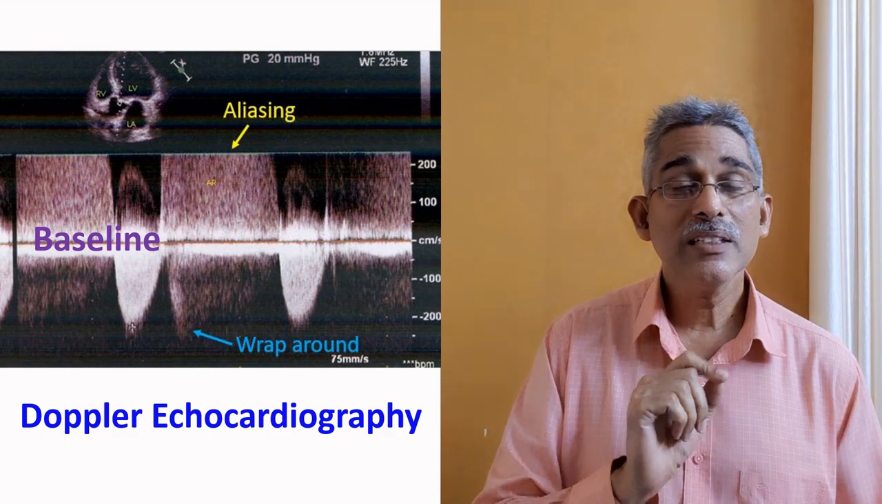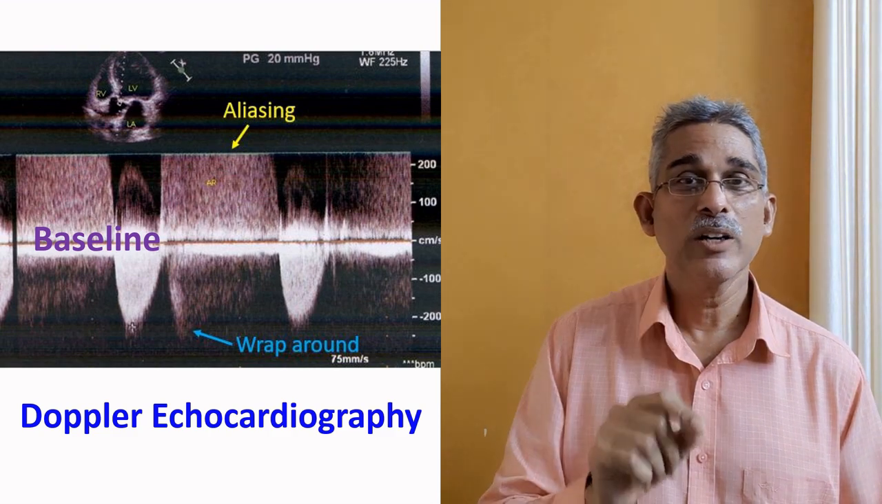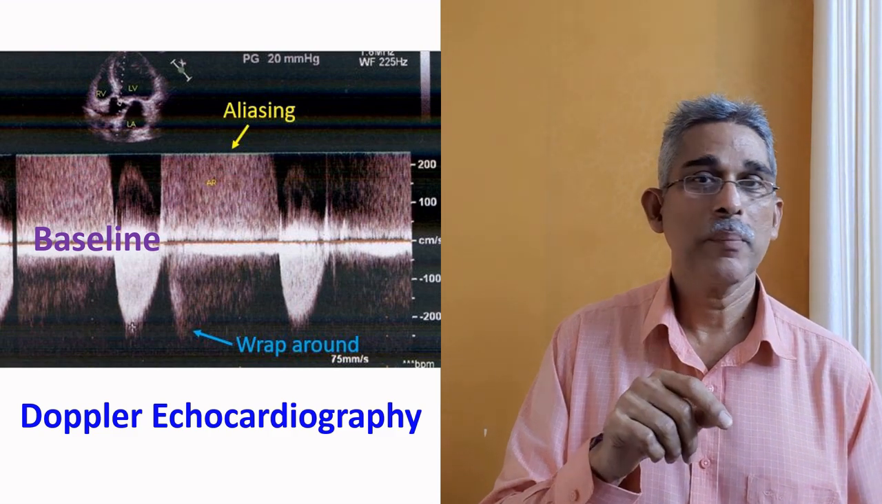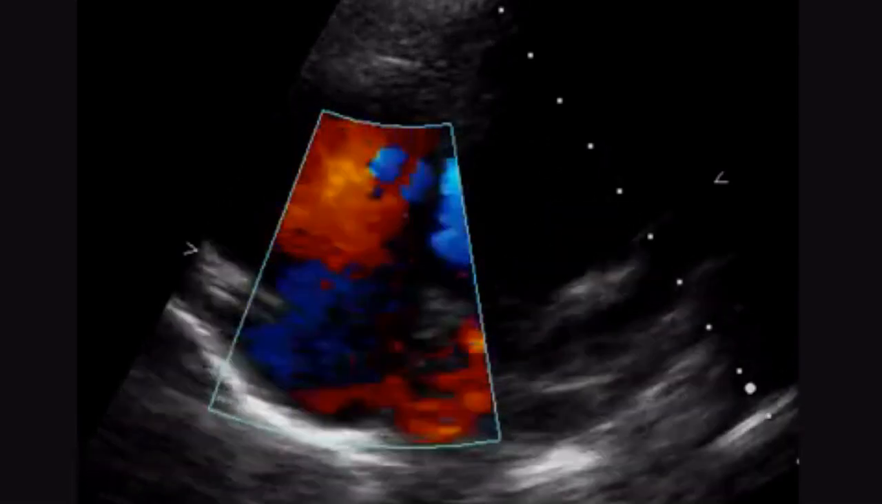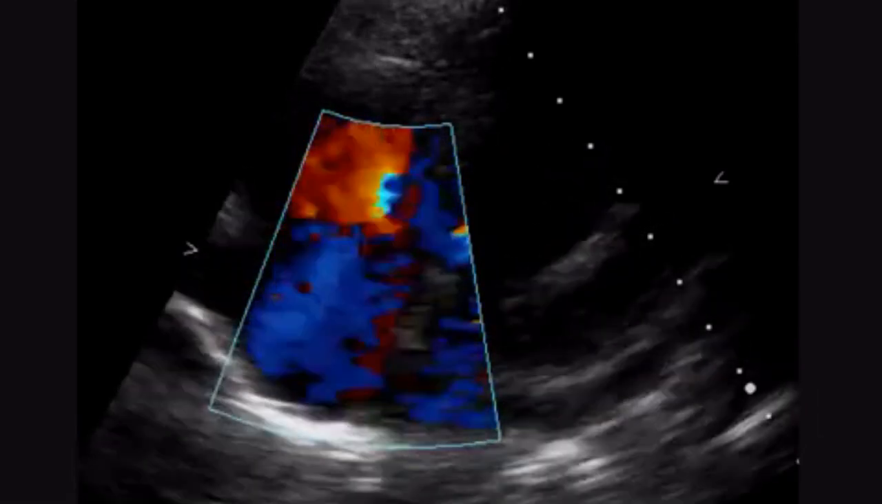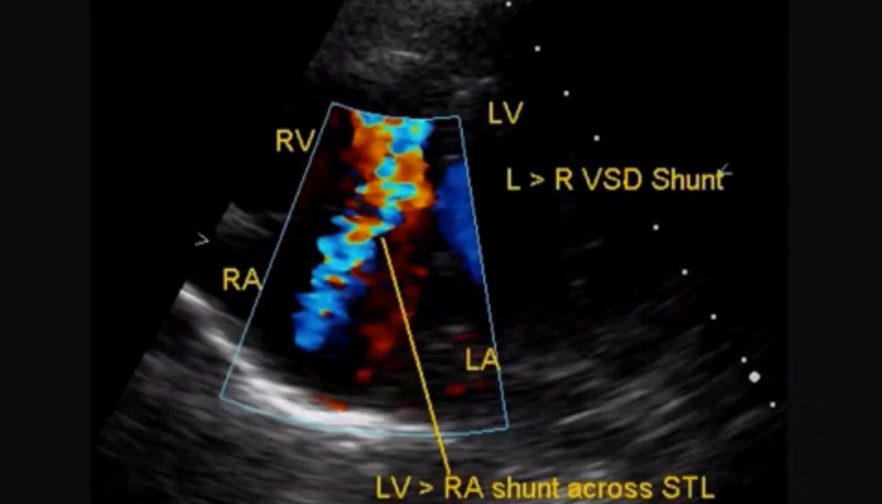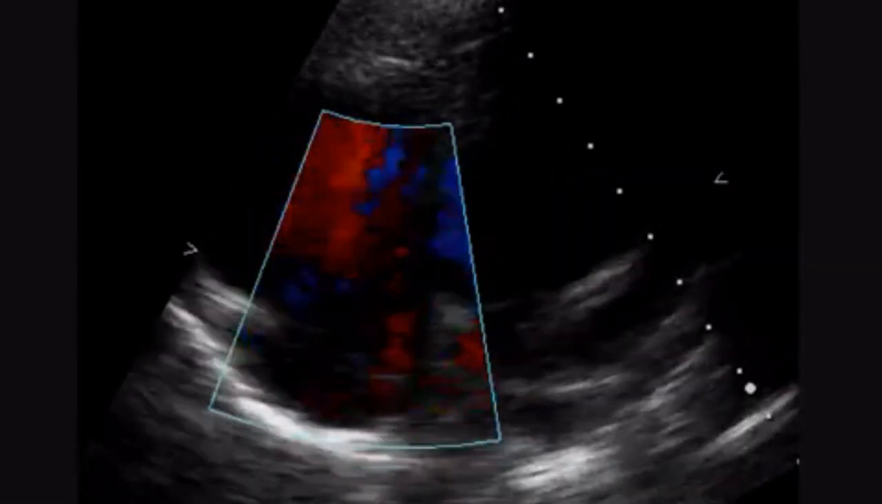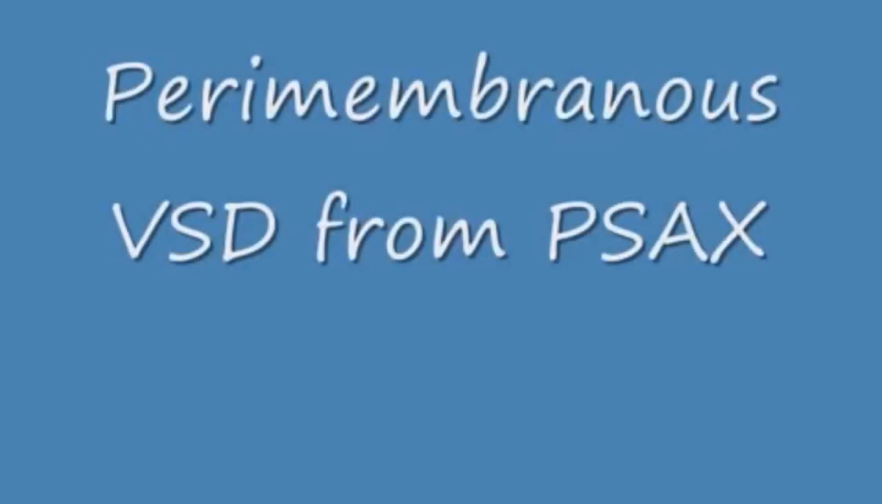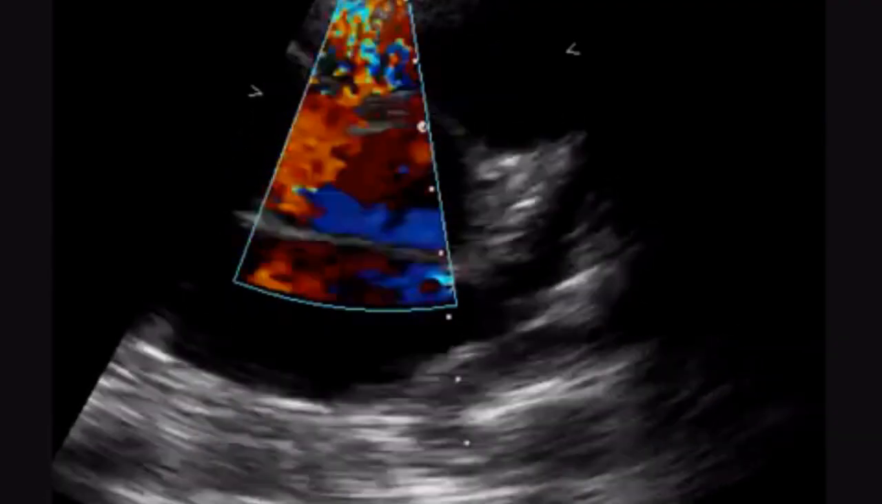So it's easier to detect a small VSD by Doppler than by two-dimensional echocardiography. This is a left ventricle to right atrial shunt shown on colored Doppler. You can see the shunt from the left ventricle across a perimembranous VSD into the right atrium. It's a rare form of perimembranous VSD with LVRA shunt.